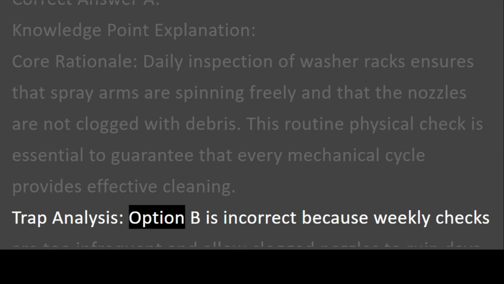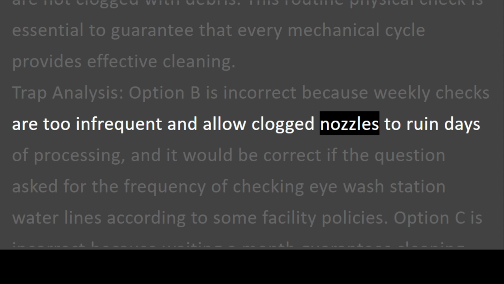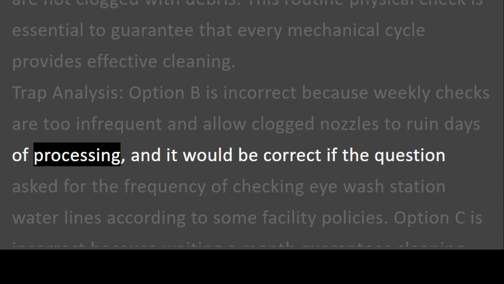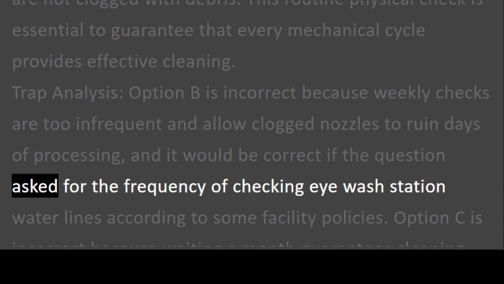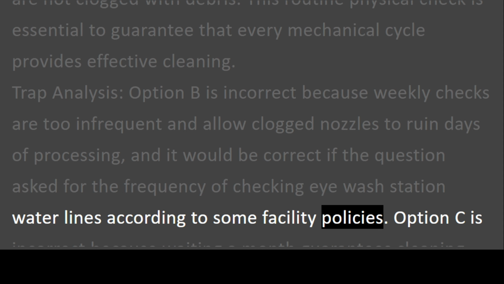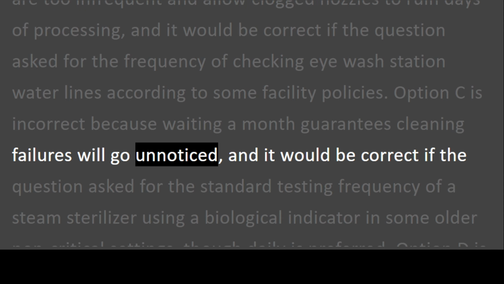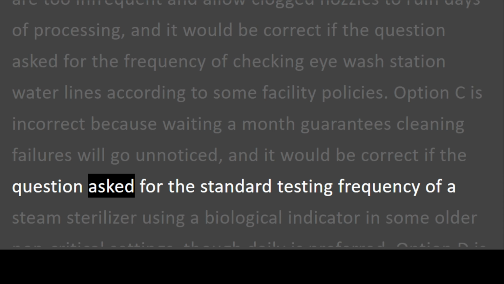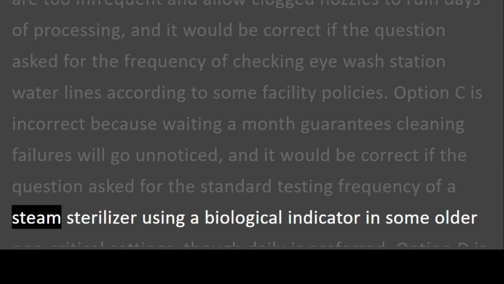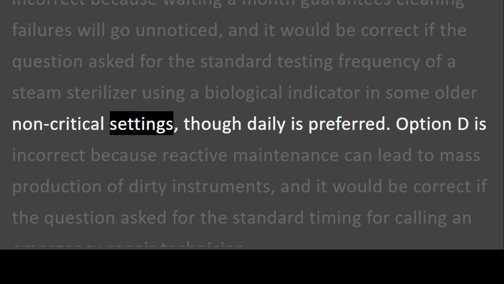Trap analysis. Option B is incorrect because weekly checks are too infrequent and allow clogged nozzles to ruin days of processing. And it would be correct if the question asked for the frequency of checking wash station water lines according to some facility policies. Option C is incorrect because waiting a month guarantees cleaning failures will go unnoticed. And it would be correct if the question asked for the standard testing frequency of a steam sterilizer using a biological indicator in some older non-critical settings, though daily is preferred.